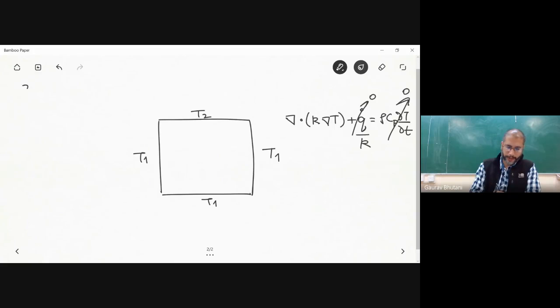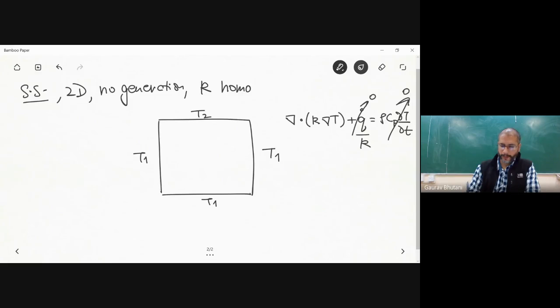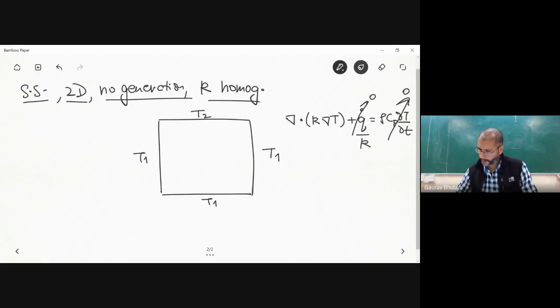Okay, so assumptions are it's a steady state. It's two-dimensional now. We have no generation. And we can assume that K is homogeneous, like in most cases we have done. Of course, these assumptions may not be true, but let us assume these so that we can proceed. Oh, sorry, yes, K should not be there. Okay, my eraser is not working, so I will just strike it off. Okay, thank you for that.